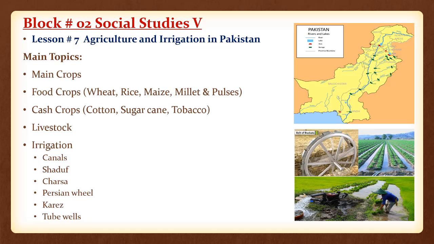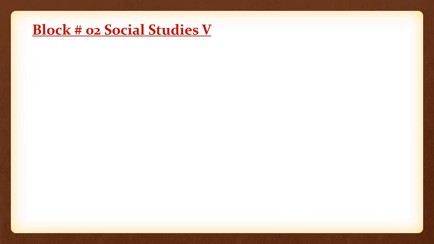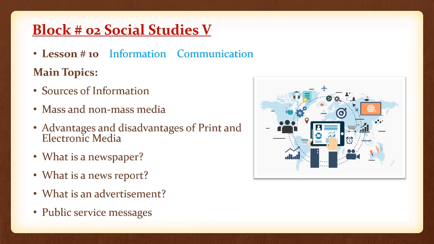Dear students, we are living in a global village and this is the century of IT. Our next lesson will be lesson number 10, Information and Communication. The main topics will be like sources of information, how we get information. Mass and non-mass media will be the next interesting topic. Advantages and disadvantages of print and electronic media. Afterwards we will learn what is a newspaper, what is a news report, what is an advertisement, and public service messages will be the last topic of this chapter.